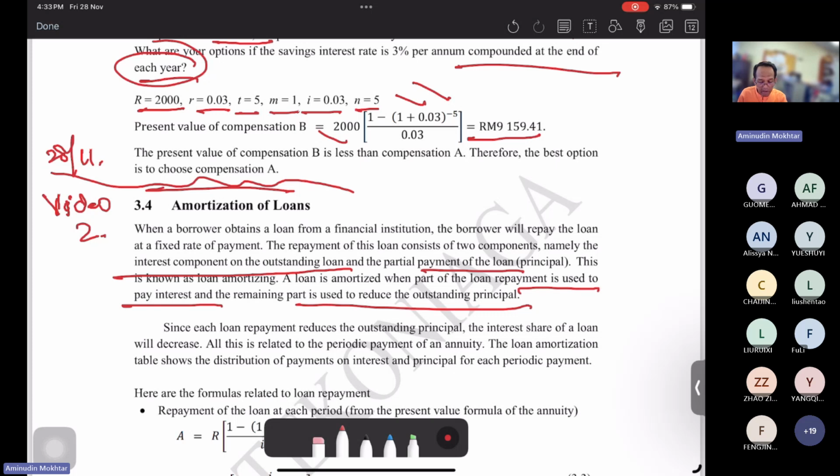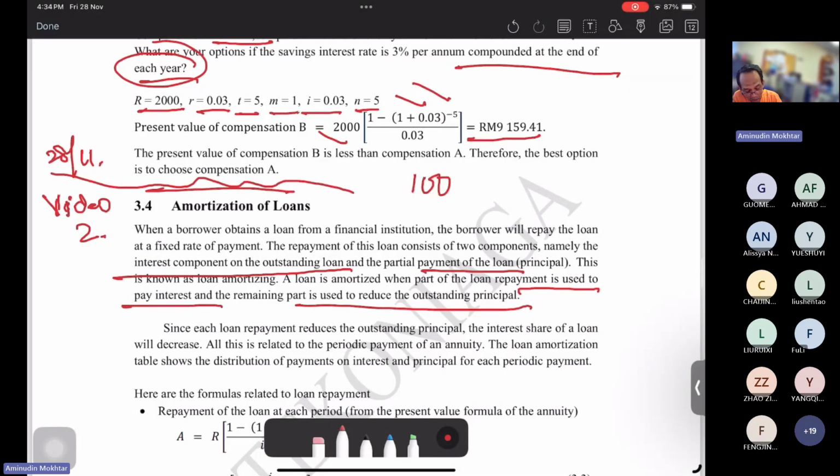So basically, let's say you pay 1,100 ringgit per month to the bank for your housing loan or your car loan. This amount will be divided into two components. The first one is principal. The second one is interest. Interest is also referred to as the profit for the bank, income for the bank.